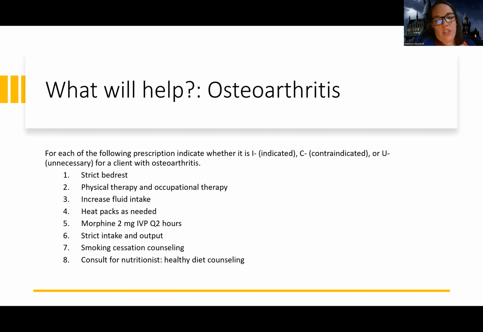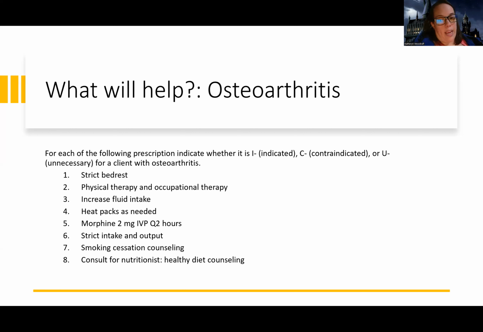Physical therapy and occupational therapy. This is indicated. It is a good thing. We want them to get moving and to start stretching and moving those joints. Yoga and stuff can help too.